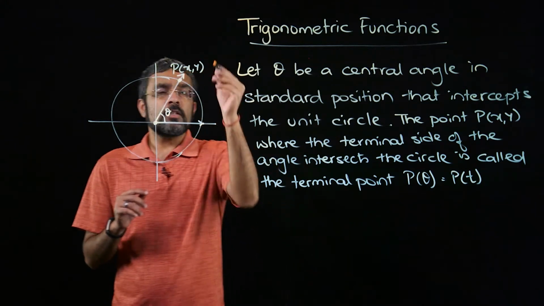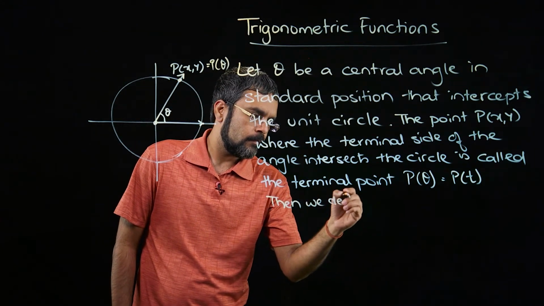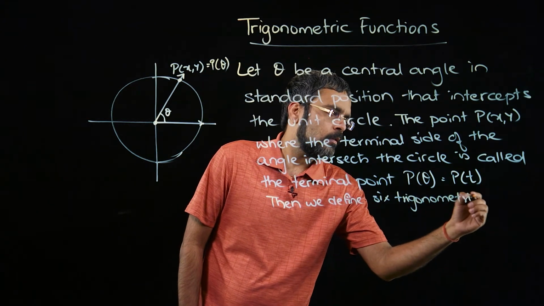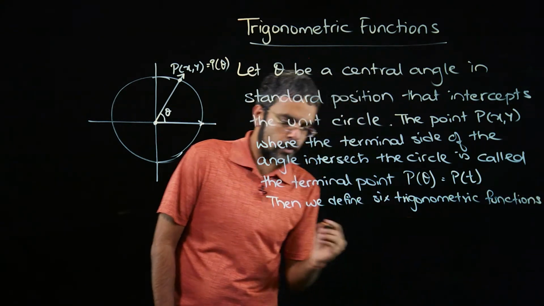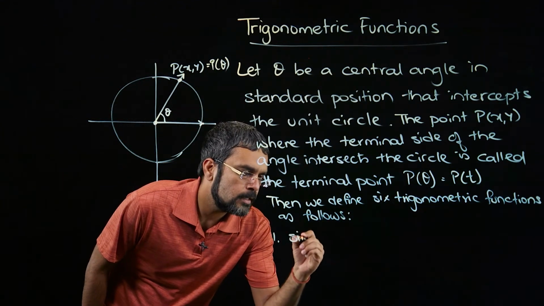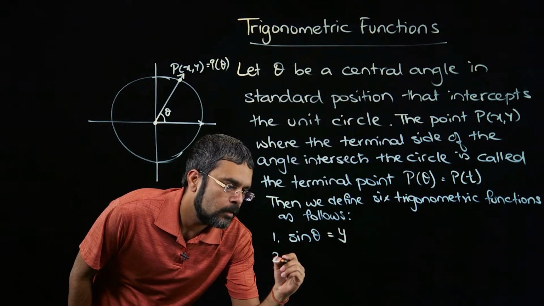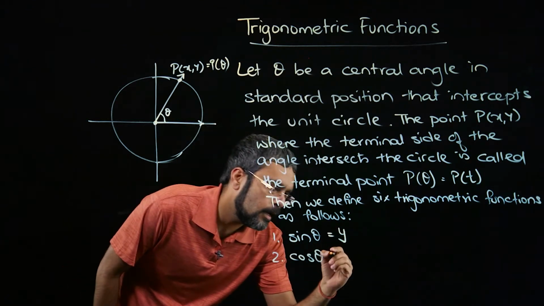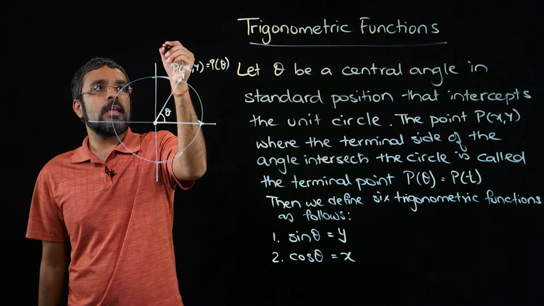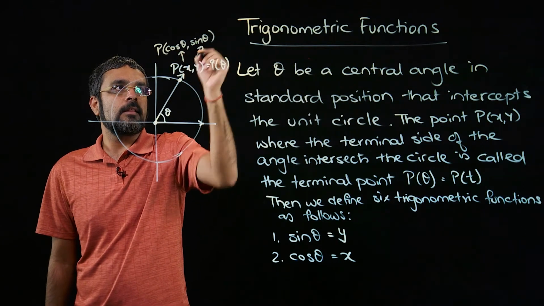Okay, now, so this is also our point, let's say P theta. Then we define six trigonometric functions as follows. Okay, so the first function we define is what we call sine of theta, and sine of theta is defined as y. Second, we define cosine of theta, or cos theta, and we define that as x. So this point x is cos theta, and this point y is sine theta. So I could also write this point P theta as the point P(cos theta, sine theta), right? This is x, and this is y.